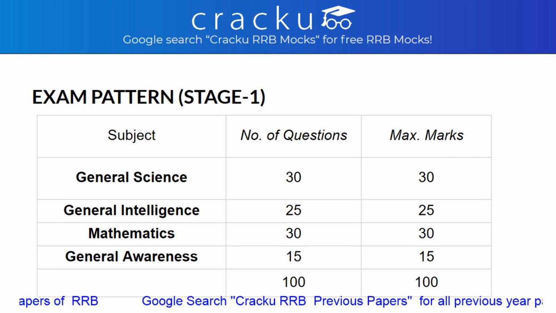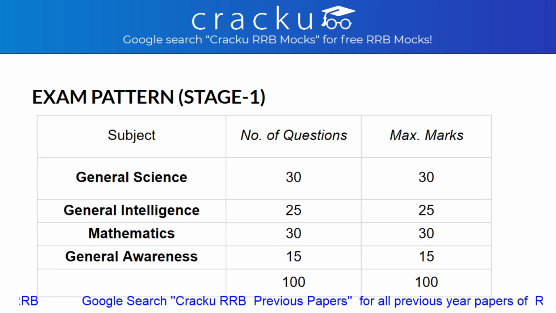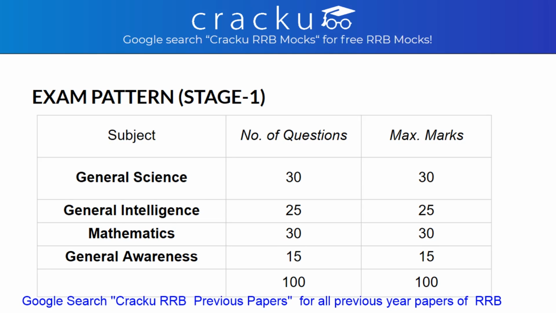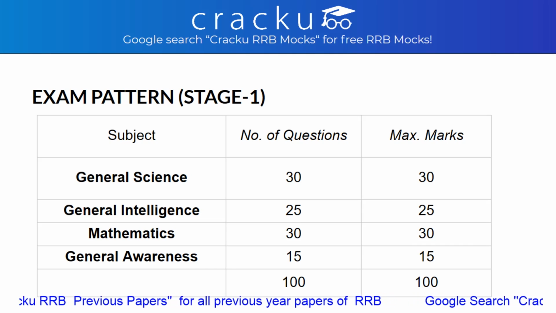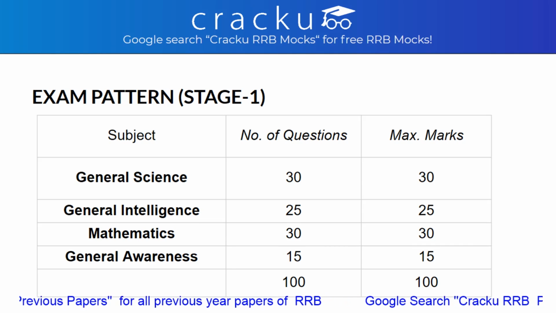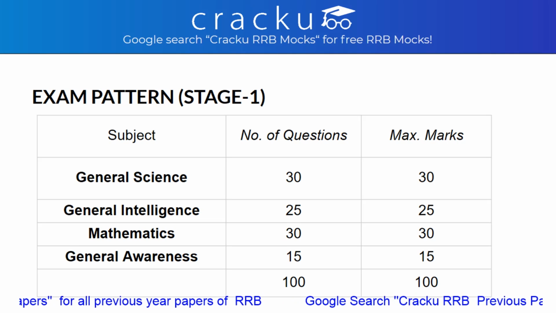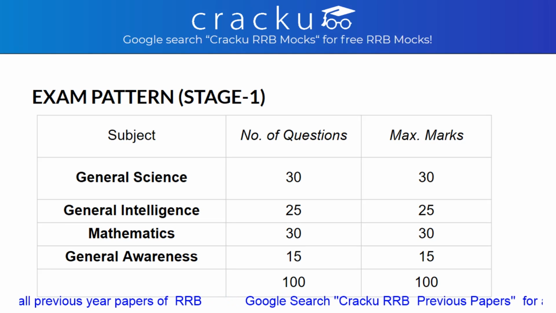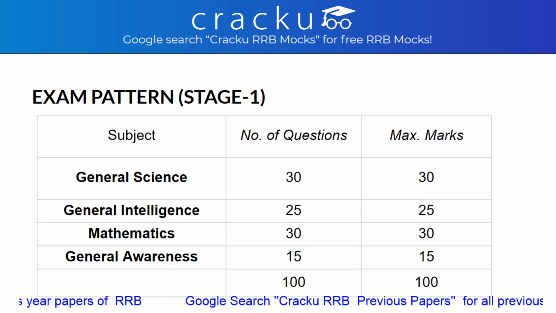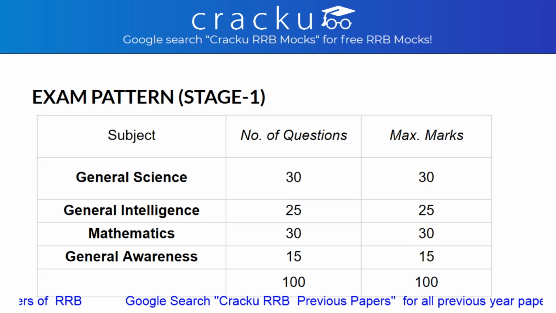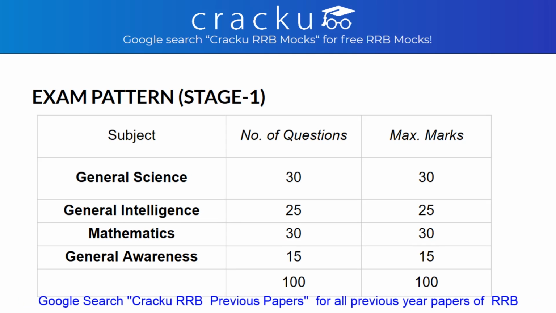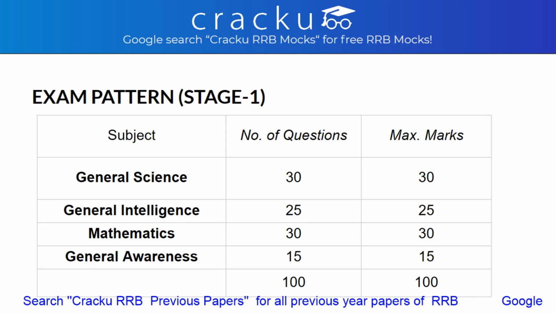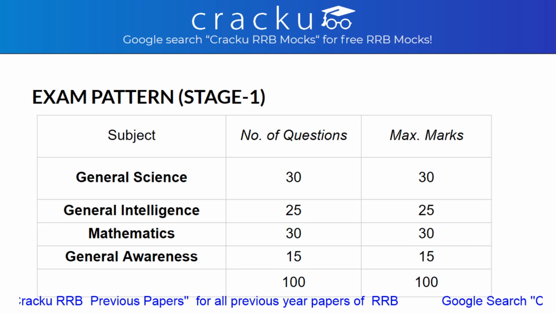In the stage 1 examination, there will be a computer-based test in which objective questions will be tested. A total of 100 questions need to be answered in 90 minutes of time. 30 questions from general science, 25 questions from general intelligence, 30 from mathematics and 15 questions from general awareness will be asked. There is a negative marking of 1/3 of the marks allotted to the question for every wrongly answered question.